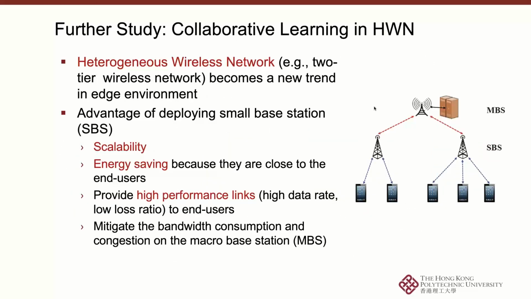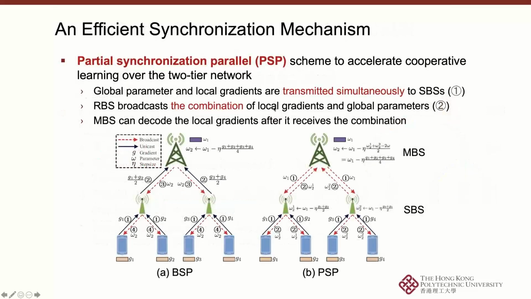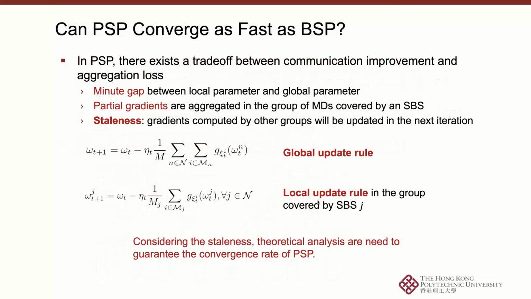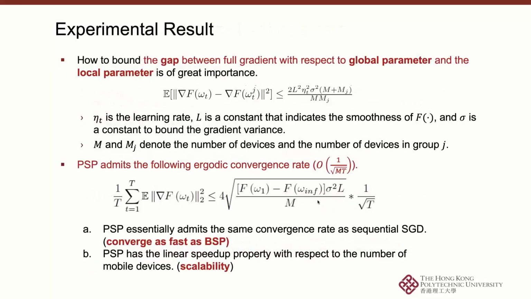Other research possibilities are that in the wireless communication environment, we can do a better job. We can use the wireless communication characteristics in the parameter exchange. In the three-layer architecture, in the middle, we introduced the broadcast. In this way, we can further speed up the whole convergence speed, but lots of math is involved.